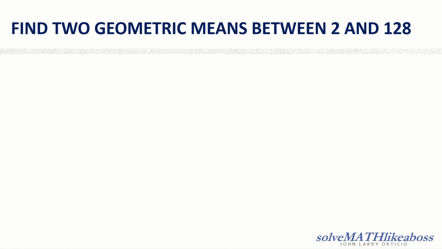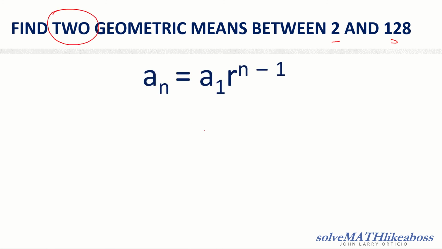Next. Ito naman, find two geometric means between 2 and 128. Paano ba natin kinukuha yung geometric means? Ibig sabihin ng geometric means, yung nasa gitna ng dalawa. Okay? So sabi, 2 and 128. Ilan ang hinihingi na geometric means? Lagay ko na yung formula. Kung isusulat natin, yung first term natin na 2, meron tayong dalawang nawawala sa pagitan, and then meron tayong 128.